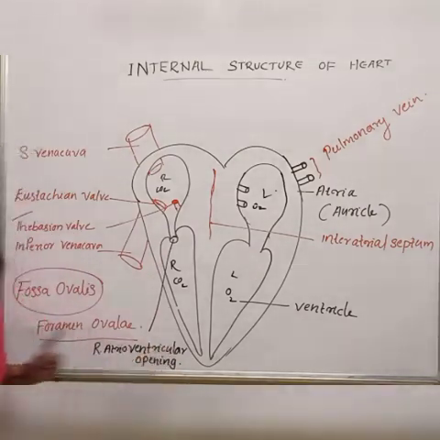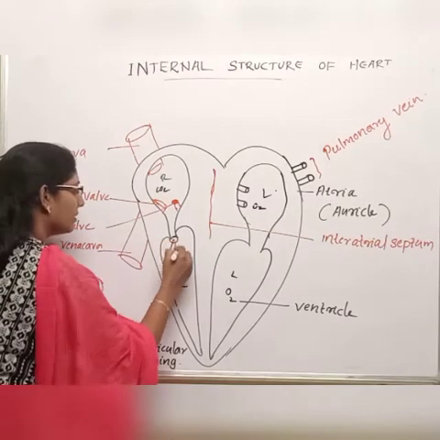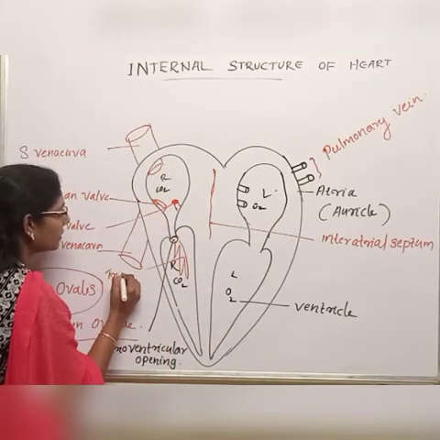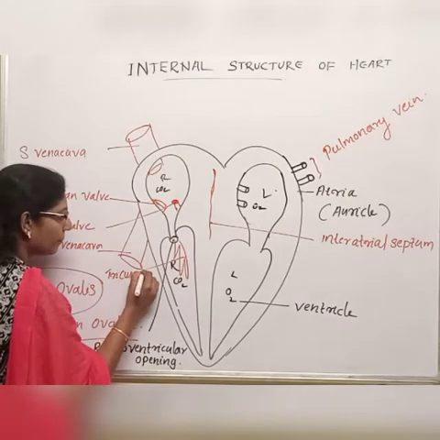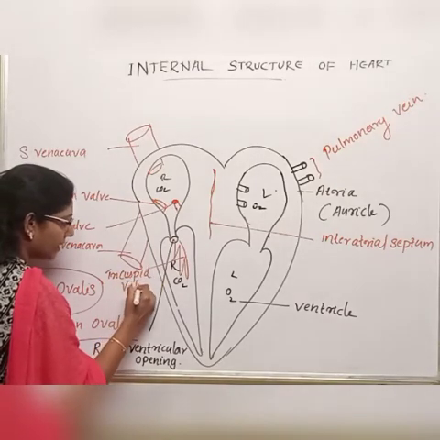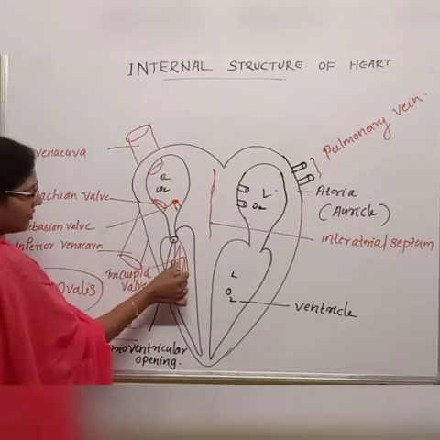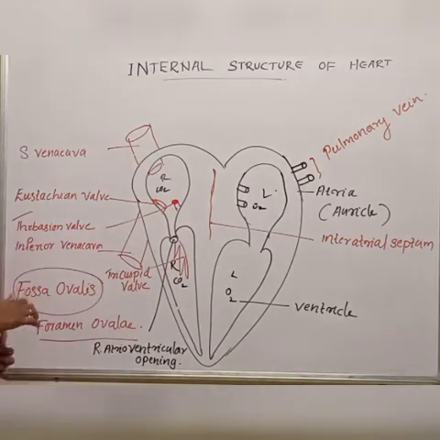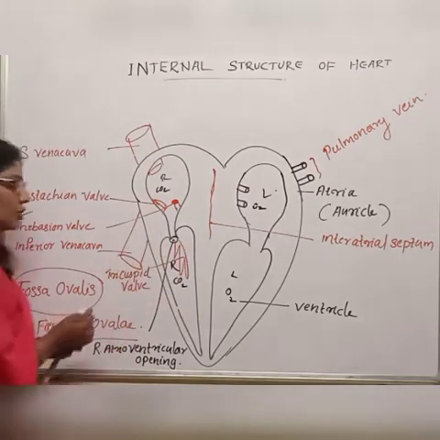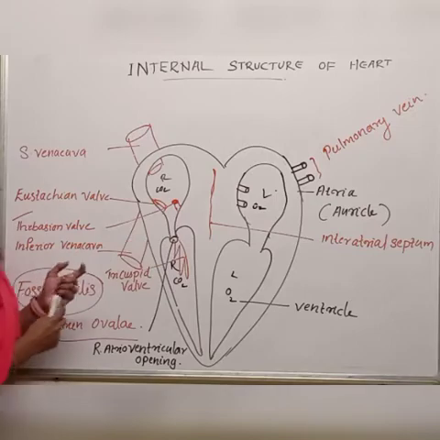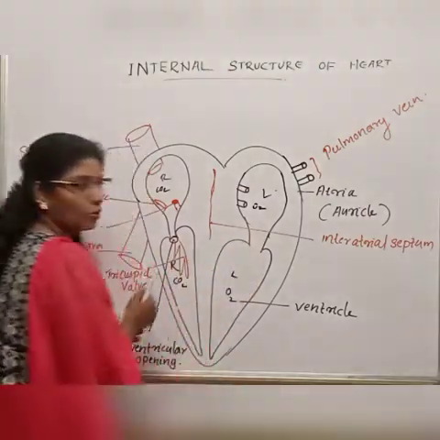Right atrioventricular opening. Here one valve is there. The name of the valve is tricuspid valve. This tricuspid valve consists of three flaps, so that is why it is known as tricuspid valve. Tricuspid valve is present in which opening? Right atrioventricular opening.